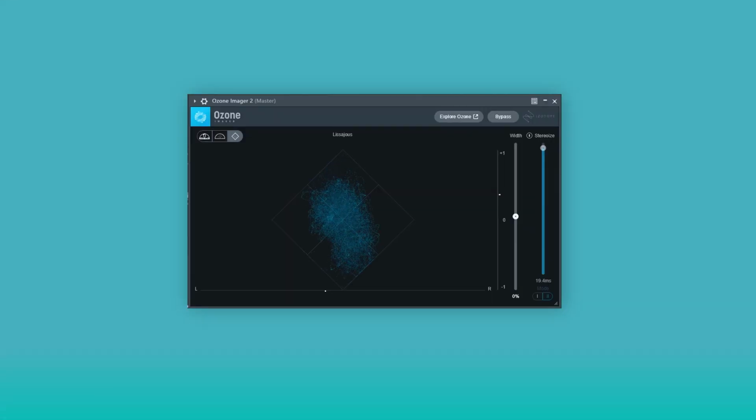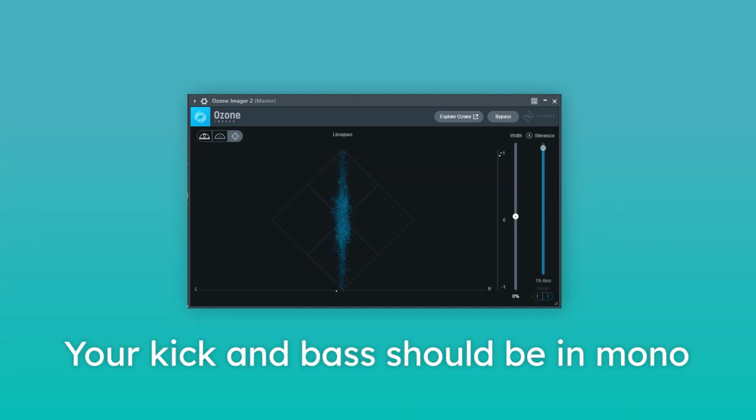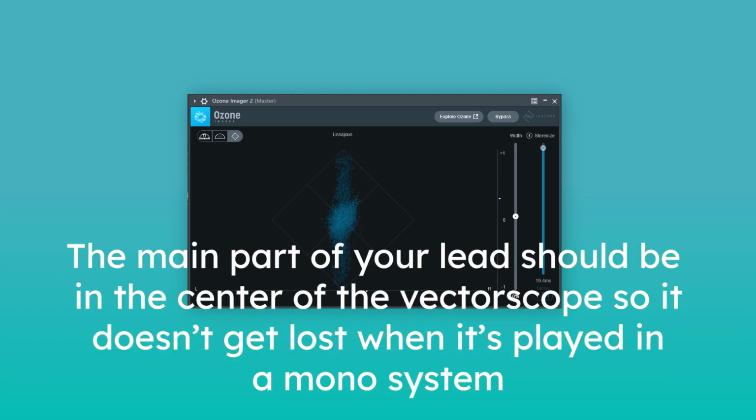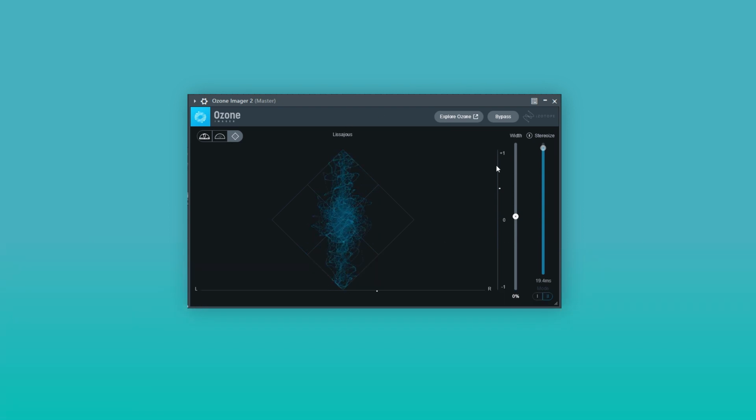So how can we use the vectorscope? Basically, when you're mixing, you want to have elements centered in your song, which means playing a mono sound, like your kick and bass. You want your leads to play in the center and you widen them a bit, left and right. Because if you have the vectorscope correlation meter hovering at -1, that means your song will translate really badly in a mono system.